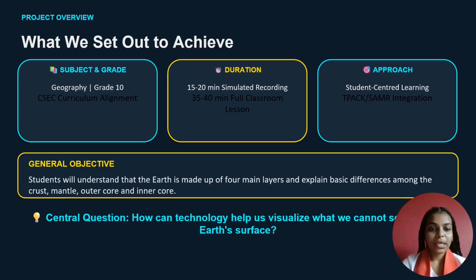The first one being selecting a subject and a grade. Our subject was geography and our level was grade 10. Our time period was between 15 to 20 minutes for the simulated recording. The approach we chose is more student-centered learning, whereby the student will be the individual who is engaging more in the lesson.